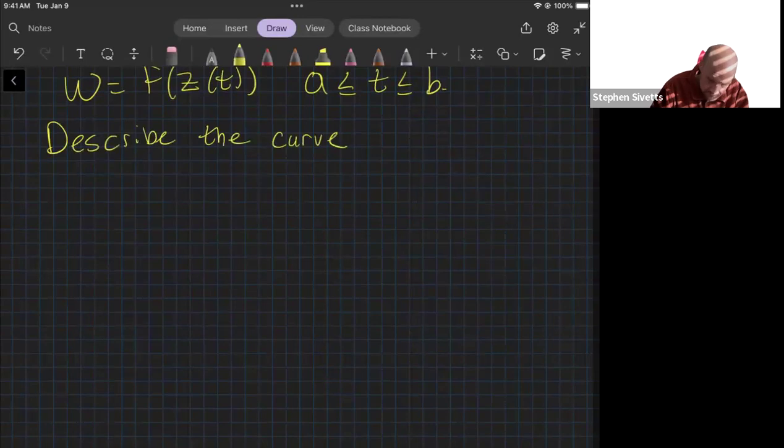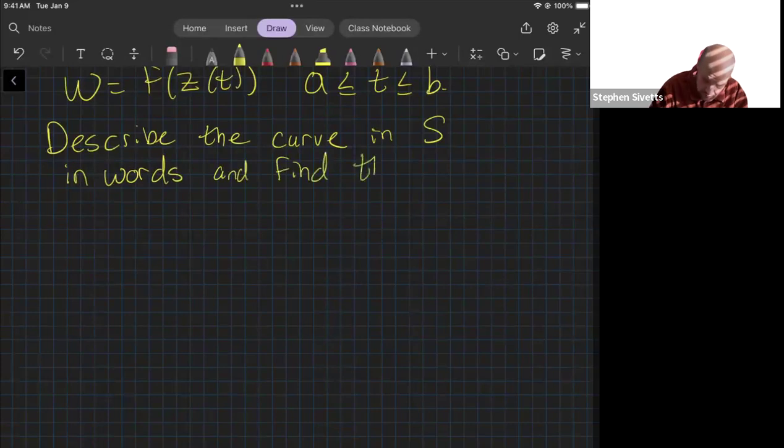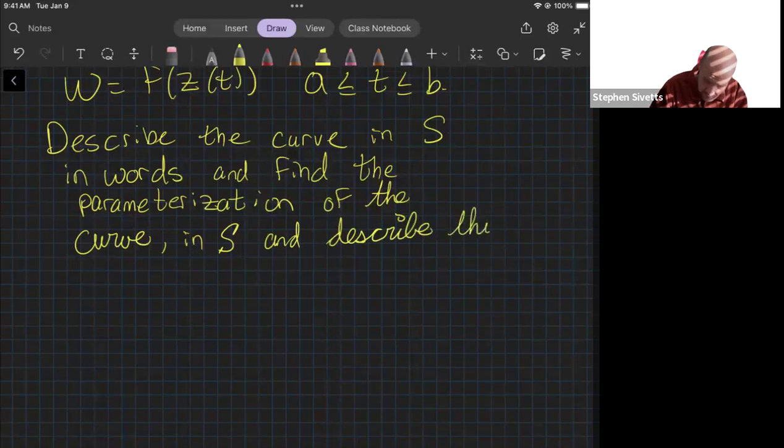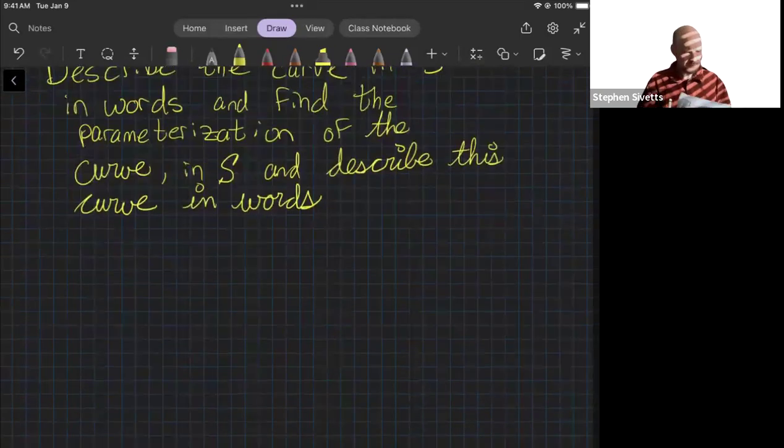Describe the curve S in words and find the parameterization of the curve S, and describe the image of this curve in words. Okay, so how about this one?